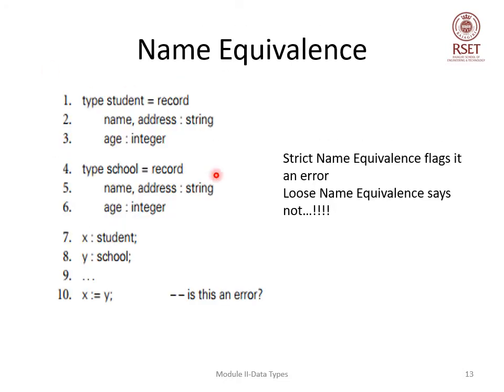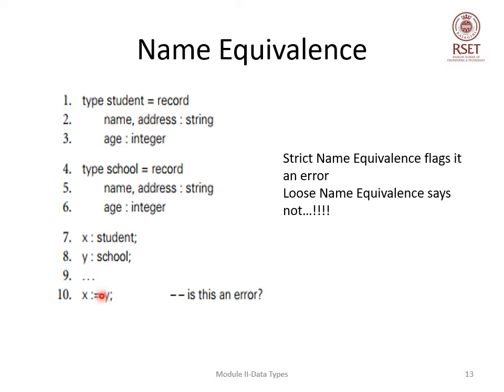Let's look at an example for name equivalence. On the screen you can see 2 record types being defined. First one is student and the second one is school. In both student and school, there are 3 members, name, address and age, all of the same type in both. And the variable x is defined of type student and y is defined of type school. X equal to y will flag an error if it is a strict name equivalence, because it does not refer to the same type.